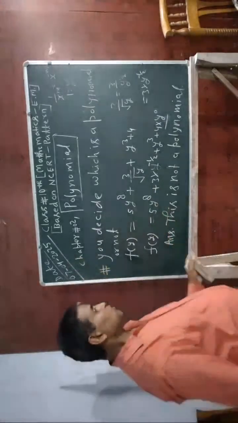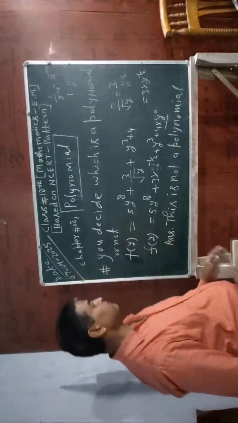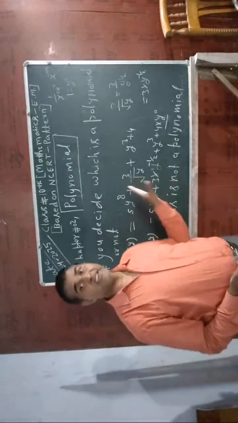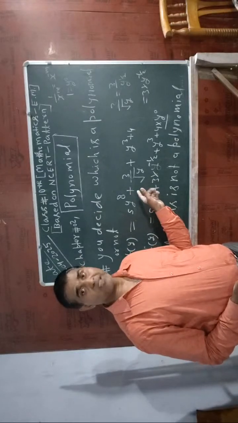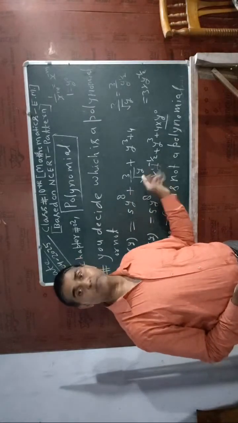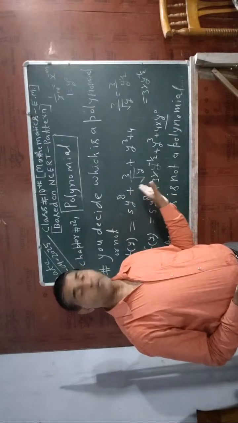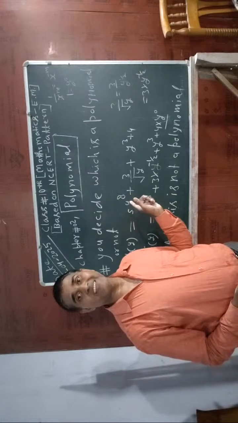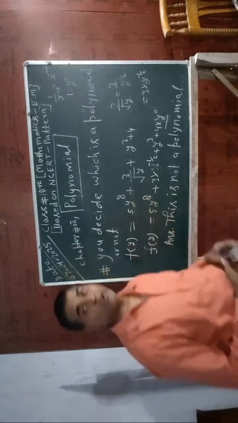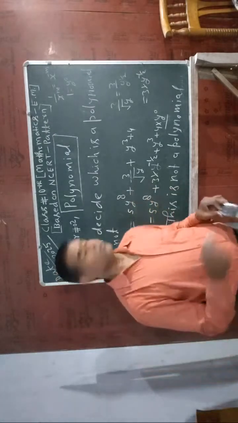Okay, students, so you can write like this. If any term has a negative power, then that is not a polynomial. If each and every term has a positive power, then we consider the maximum power of the variable, and that will be the degree of the polynomial. I hope that you know it very well.